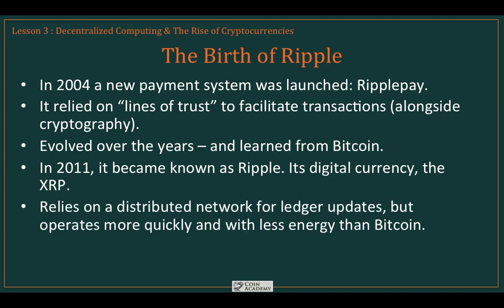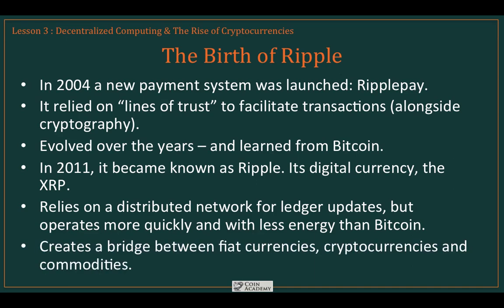Now, it relies on a distributed network for ledger updates, just like Bitcoin, but it operates more quickly and with less energy than Bitcoin and was designed to operate in that fashion. Moreover, it is actually a protocol for financial transactions. It creates a bridge between fiat currencies, cryptocurrencies, and commodities. In other words, it's extending the lessons learned and going even further to revolutionize the financial system itself. We'll come back to that discussion in the next lesson.